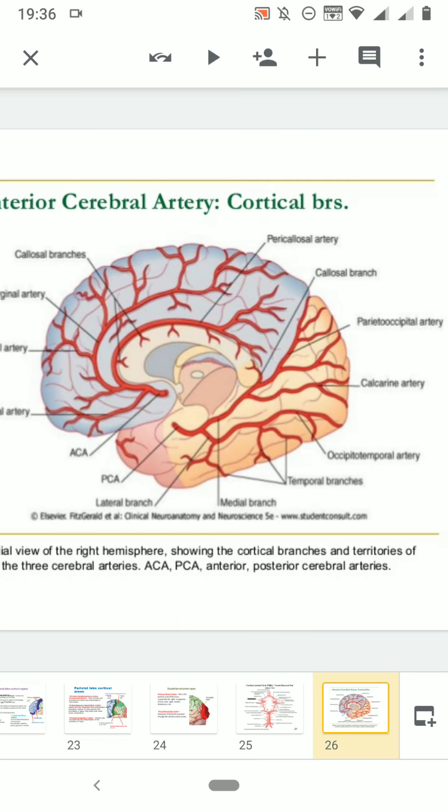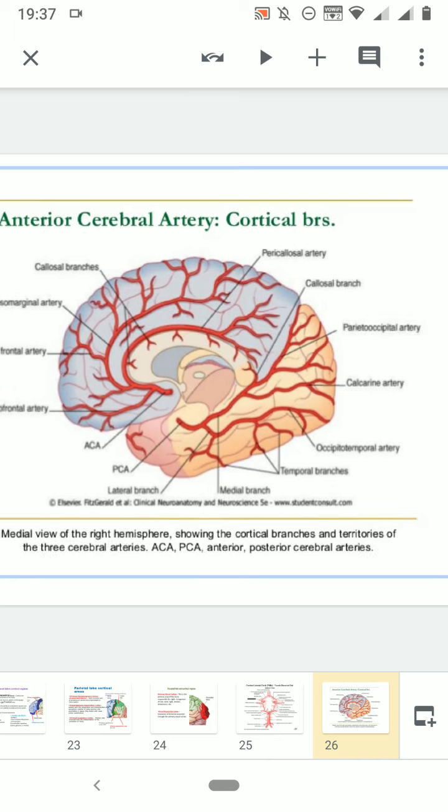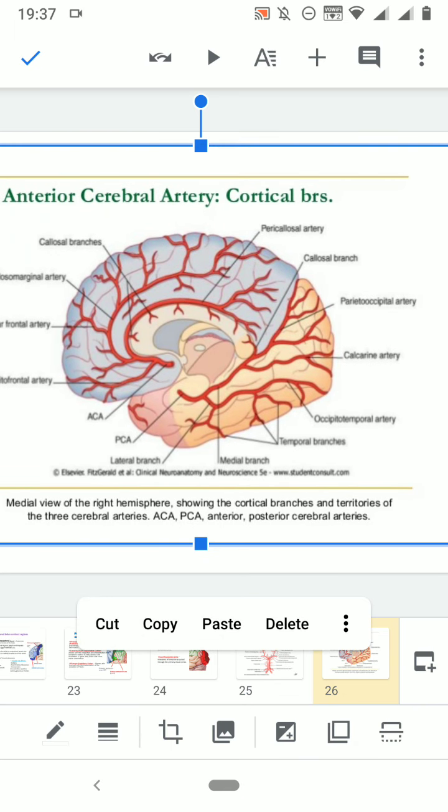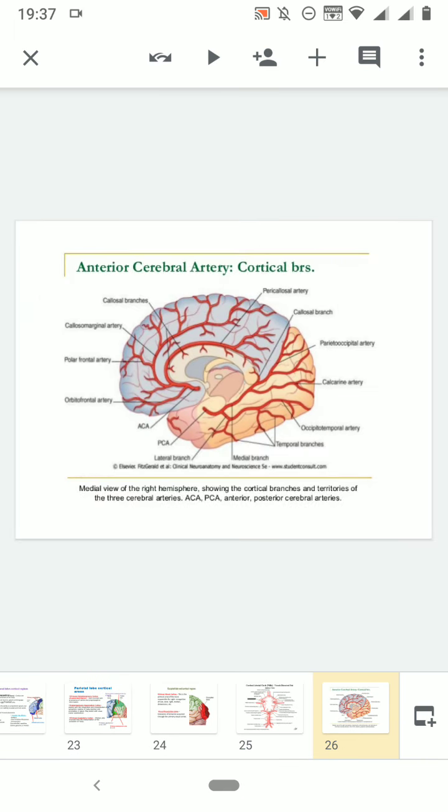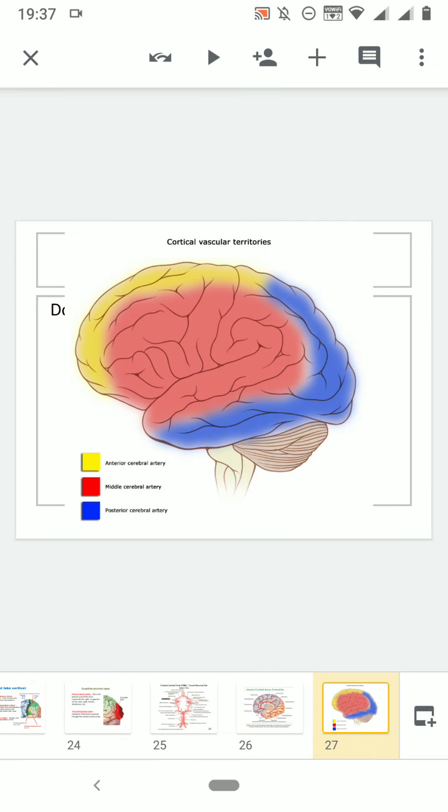Okay, now let's see the cortical branches from the posterior cerebral artery, which actually supplies the lower part of the medial surface, and these are more of occipitotemporal branches and temporal branches. Calcarine artery which is coming from the posterior cerebral artery, runs in the calcarine fissure. Parieto-occipital artery which runs in the parieto-occipital fissure. So these are the cortical branches which are coming from the posterior cerebral artery and supplying the medial surface. Okay, so now let's go to the superior lateral surface.